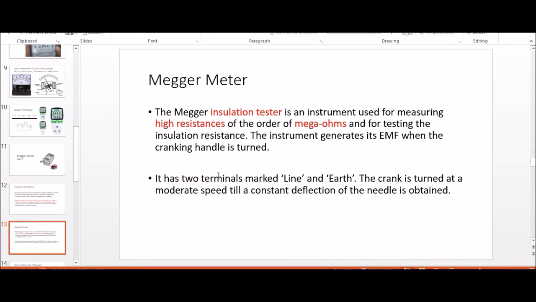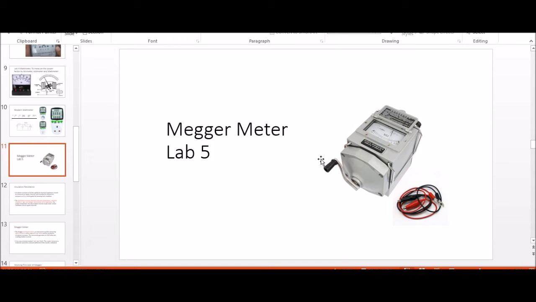So a Megger meter is basically an insulation tester which is used to measure higher resistances, in the order of mega ohms, for testing insulation resistances. It has two terminals, one is live, one is earth, and between those two terminals, live and earth, you connect your insulation. Accordingly you change the speed of this handle, right? The more quickly you move it, the more constant voltage will be generated.